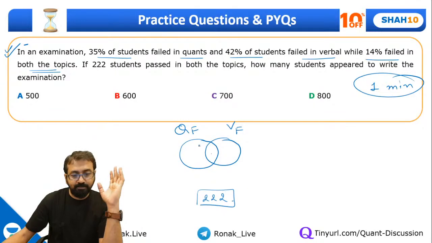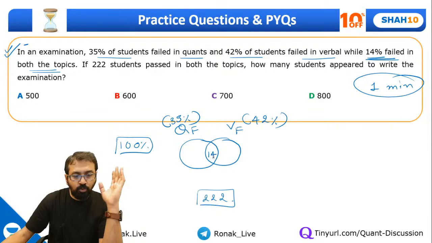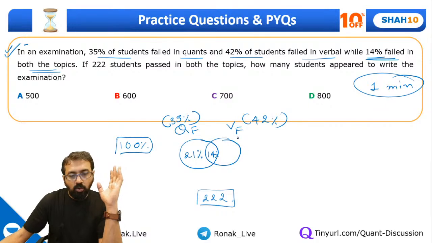Now this, how many students failed in quant? 35%. So this is 35%, this is 42%, right? We know total should be 100%. Total number of students will always be 100%, while 14% failed in both. So this is 14%. So can I say only quant will come out to be what? 21%. Only the verbal will come out to be 28%.